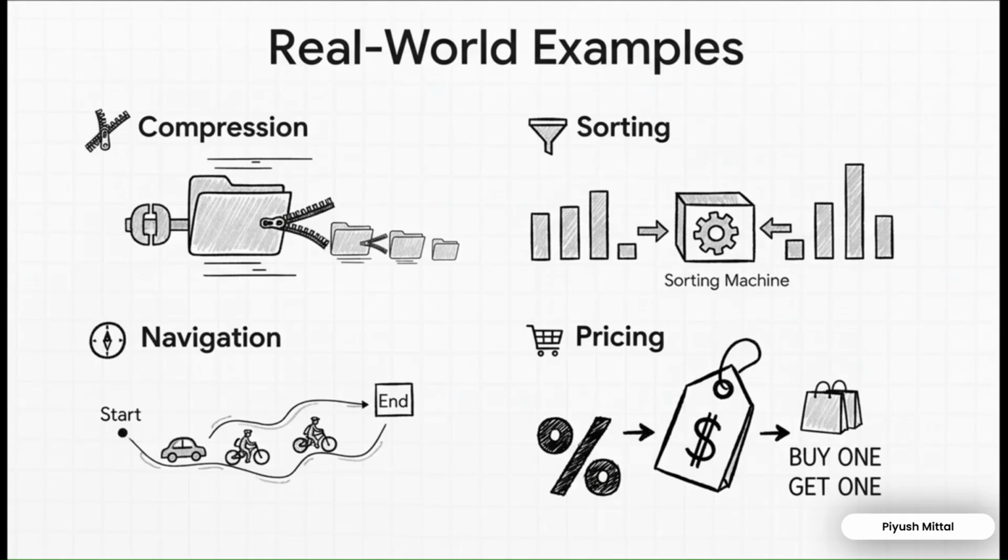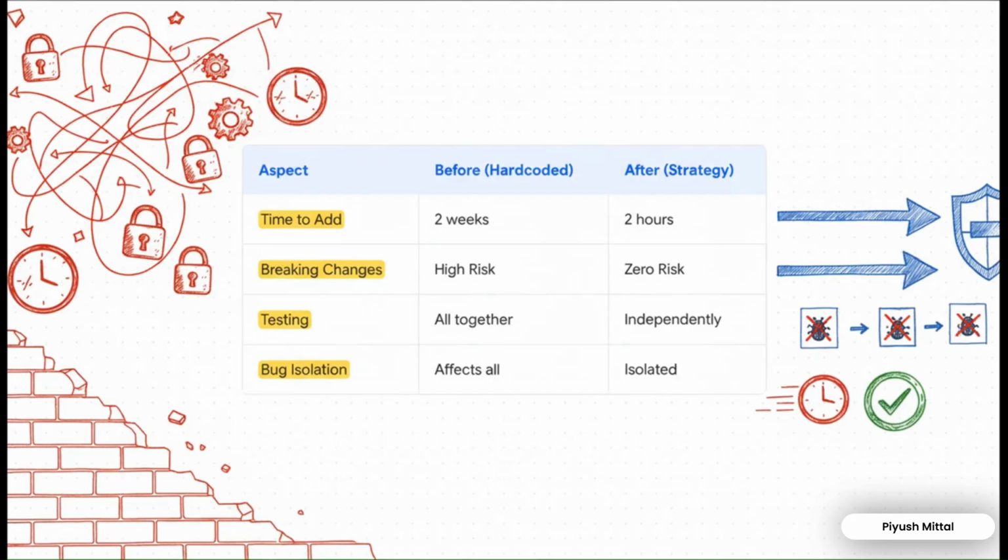It's the same pattern. So let's just put it all together in one final side-by-side comparison. The difference is just, it's night and day, right? We went from a 2-week high-risk process to a 2-hour zero-risk one. We went from having to retest the entire system to just testing one small independent class. We went from a single bug taking down everything to bugs being neatly isolated. The choice is pretty clear.